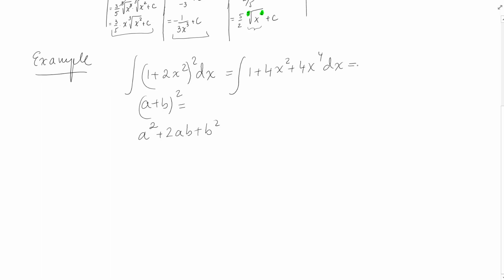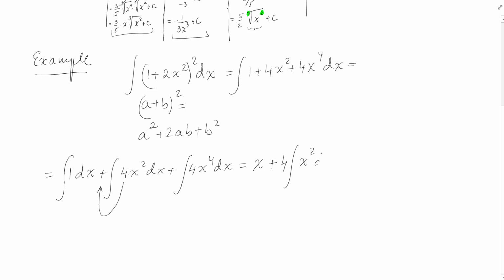Now this integral can be separated into three integrals. So it's the integral of dx plus the integral of 4x squared dx plus the integral of 4x to the 4th dx. And the reason I chose this problem is because the integral of 1 dx, or dx, is x plus a constant, but in the next integrals we have some constants, and I want to remind you that when we have constants, the constant comes in front of the integral. So I'm just going to write this in front of the integral first, and then we're going to calculate them.